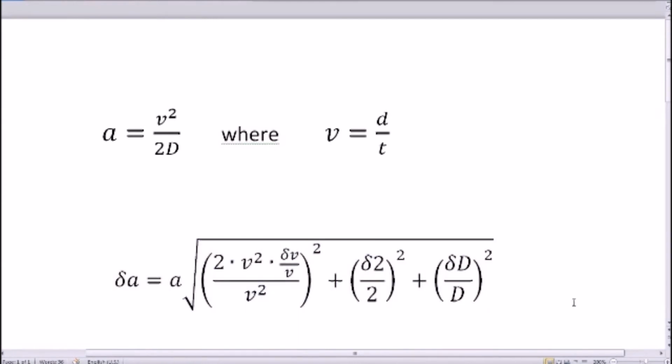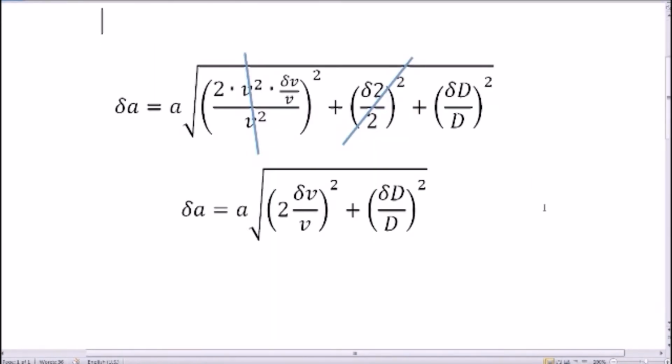Now there's some simplifications I can make here. For starters, the uncertainty of a constant is just going to be 0, so this term is going to disappear from our expression. Secondly, the V squared on the top and the bottom of this first term are going to cancel out with each other. So now let me write down the simplified version of our uncertainty expression. So this is what it looks like, and this is what we'll proceed with.